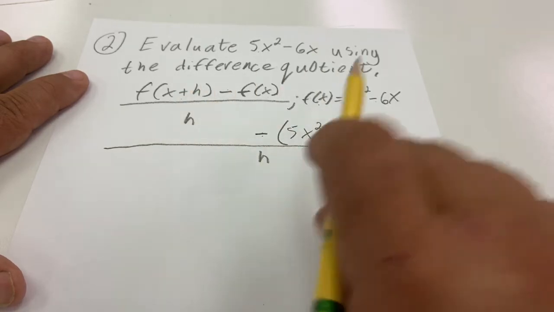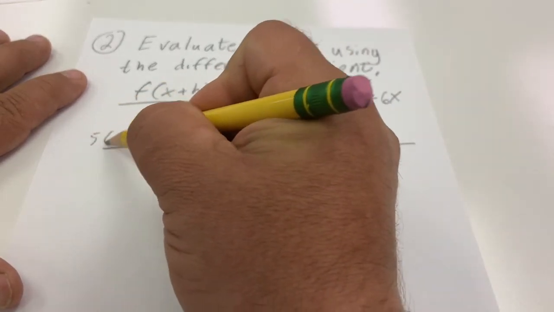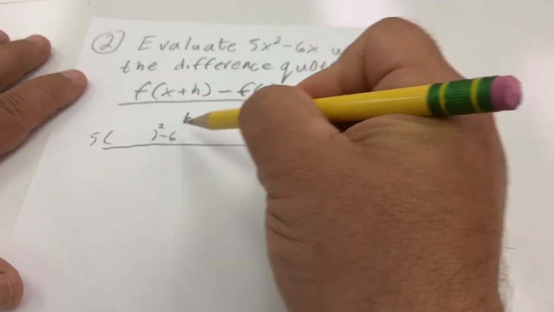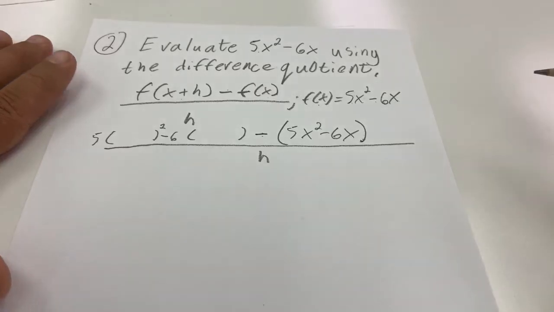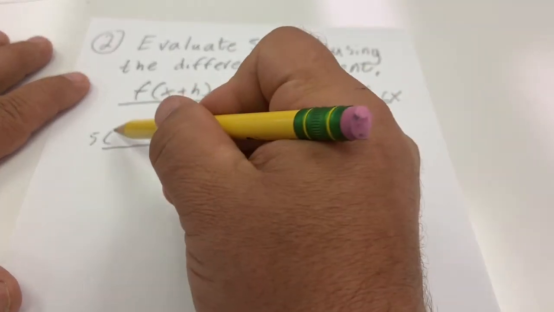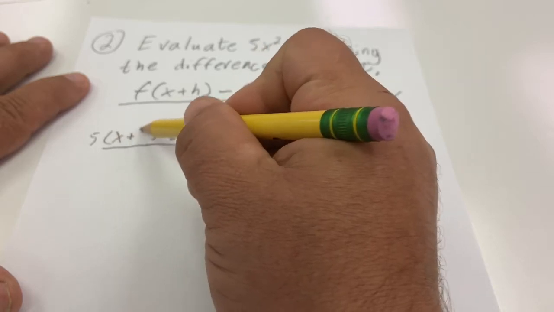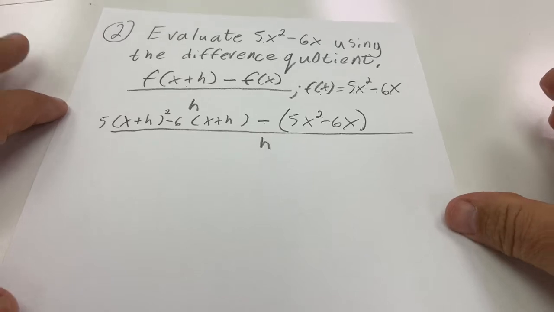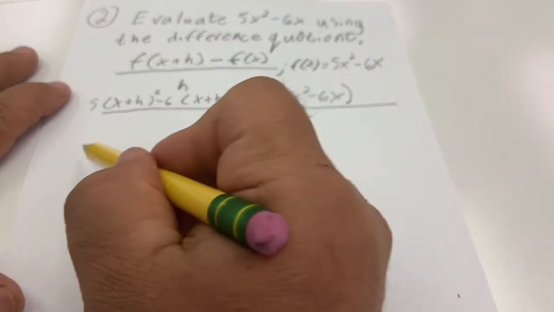So I'm going to set up a template. 5 times some quantity squared minus 6 times some quantity. And the question is, what goes in that quantity? The answer is x plus h. So I plug in the x plus h. Now I have a lot of algebra to do. So big division bar.